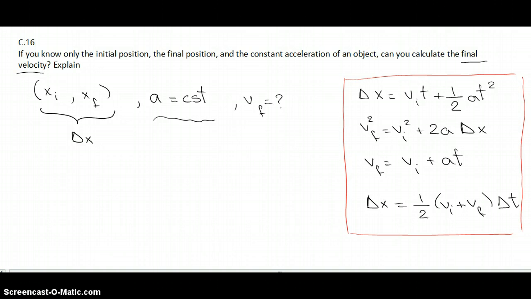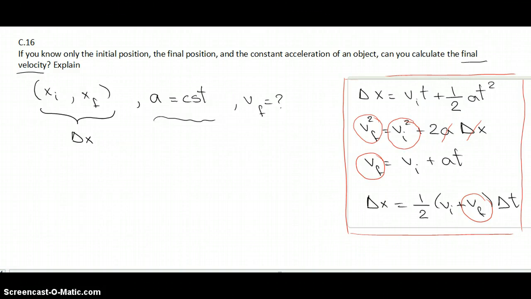I need one that gives me final velocity. The first one gives me final velocity. The second one gives me final velocity. The third one gives me final velocity. And the fourth one gives me final velocity. Okay, so let's take a look at the first one. Do I know initial velocity? I don't. Do I know the acceleration? Yes. Do I know the displacement? Yes. But here we have two variables, so this is not useful.